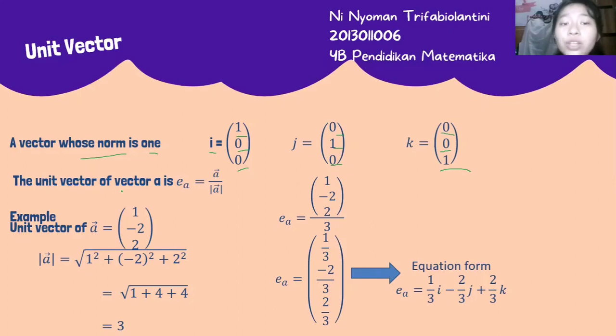The unit vector of vector A is vector A divided by norm of vector A. The example: vector A equals (1, -2, 2). First, the norm of vector A equals the square root of 1 squared plus (-2) squared plus 2 squared, equals the square root of 1 plus 4 plus 4, equals 3.